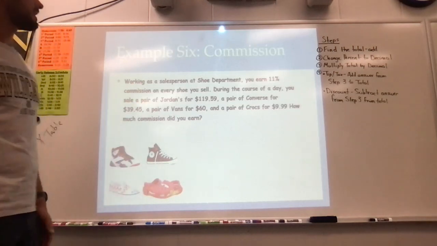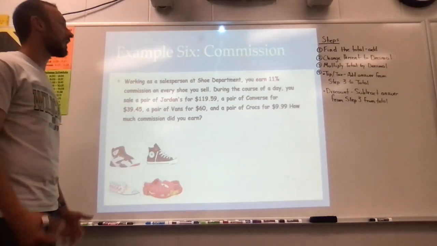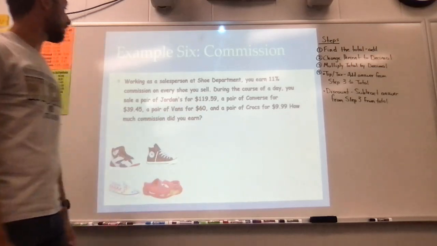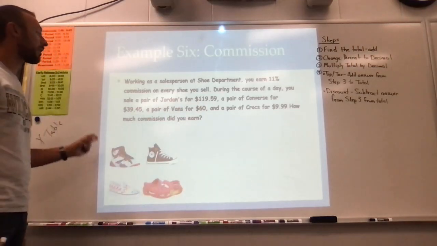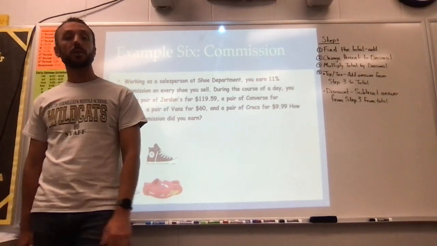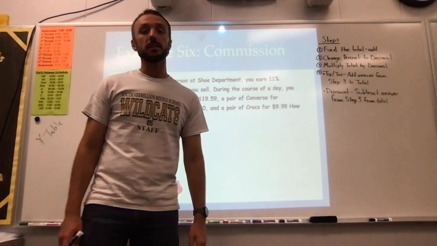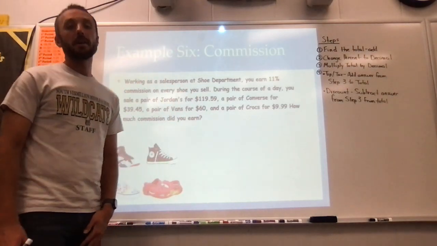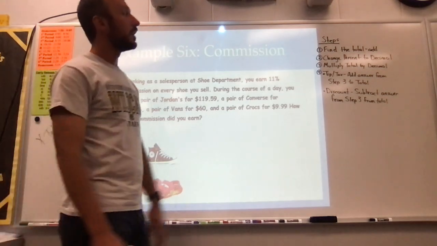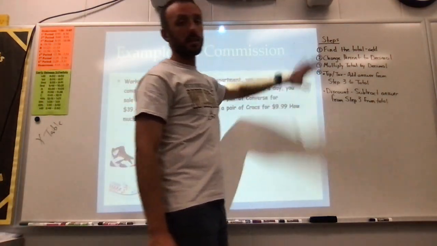So this says, working as a salesperson at the shoe department, you earn 11% commission on every shoe you sell. During the course of a day, you sell a pair of Jordans for $119.59, a pair of Converse for $39.45, a pair of Vans for $60, and a pair of Crocs for $9.99. How much commission do you make? So our original steps here hold true.